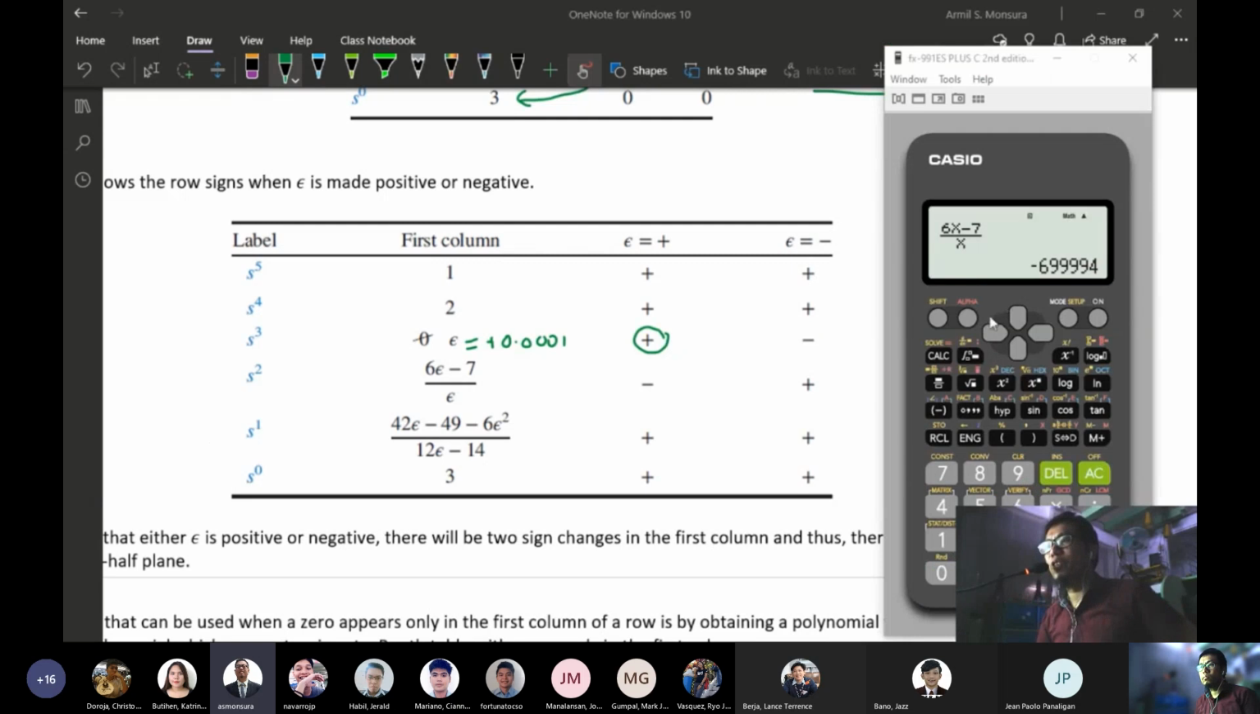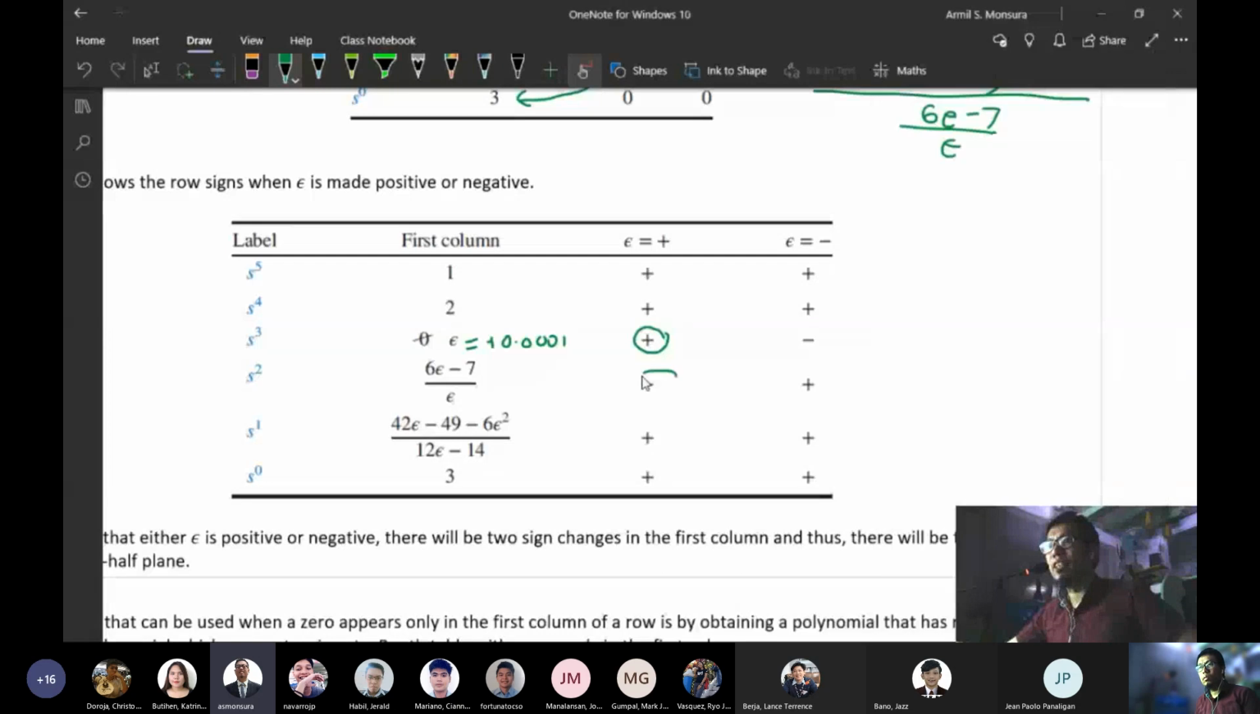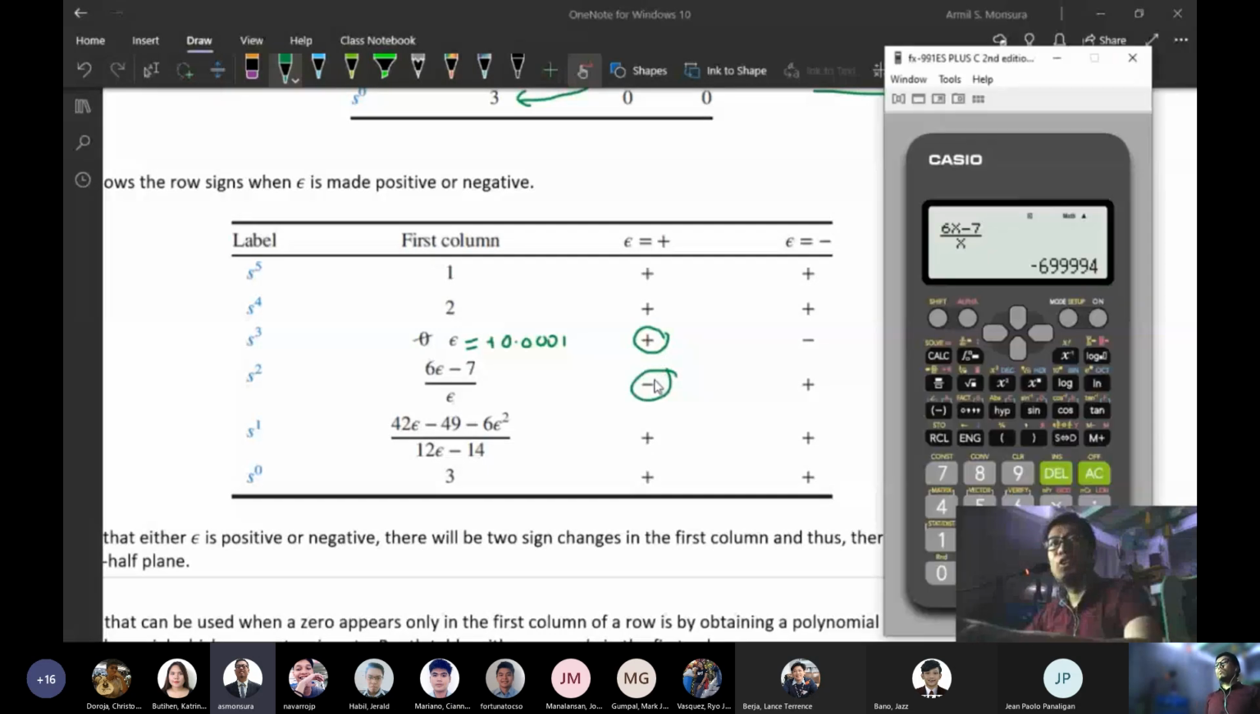So, ginamit natin yung calc function. So, tinype natin 6x minus 7 over x, calc, 0.00001. Okay. Turns out na negative siya. So, lalabas ngayon, negative itong negative siya. So, pwede nyo gawin yung sa mga susunod by assigning a certain small number dun sa ating epsilon. So, then, malalaman natin na yun na nga, positive, negative to. Tapos ito magiging positive, ito positive.